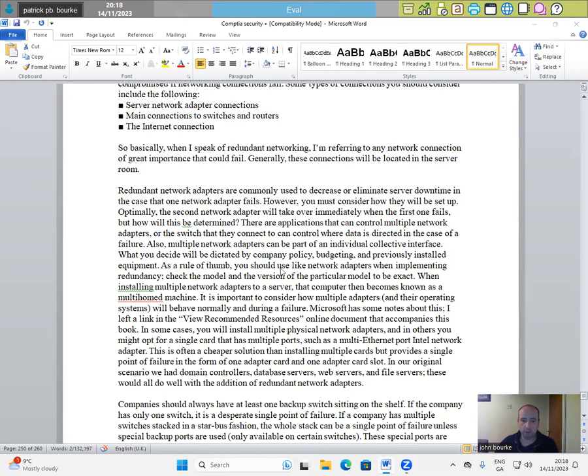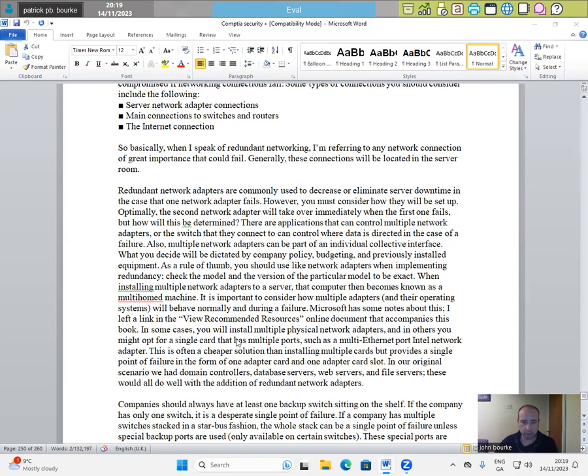As a rule of thumb, you should use like network adapters when implementing redundancy. Check the model and the version of the particular model to be exact. When installing multiple network adapters to a server, that computer then becomes known as a multi-homed machine. It is important to consider how multiple adapters and their operating systems will behave normally and during a failure. Microsoft has some notes about this. I left a link in the Recommended Resources online document. This accompanies this book.